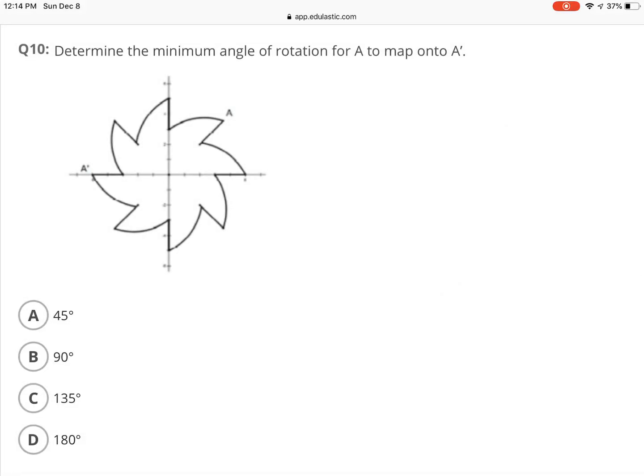Okay, guys. So this is a continuation of the hard problems. Determine the minimum angle of rotation for A to map onto A prime.